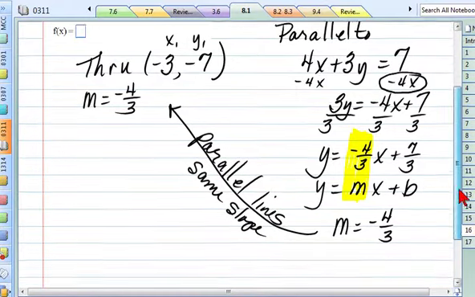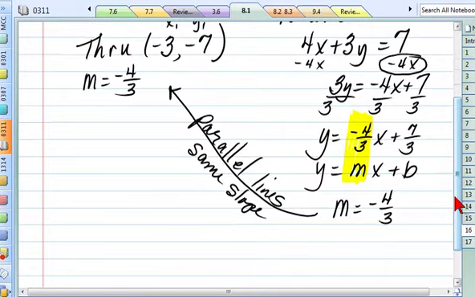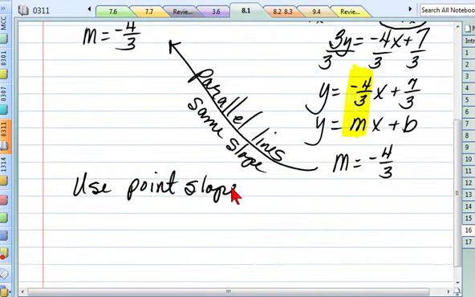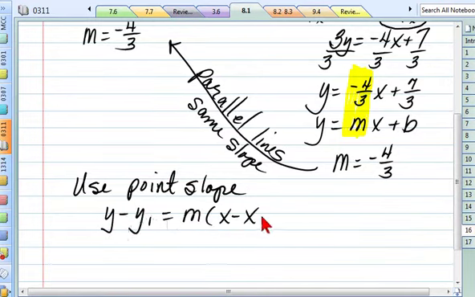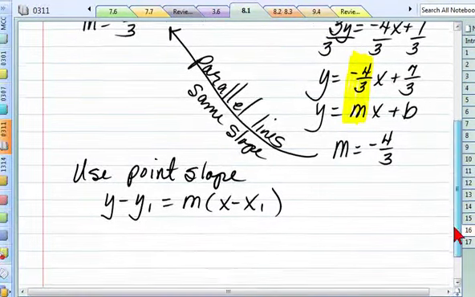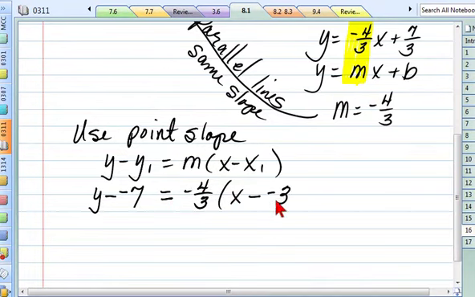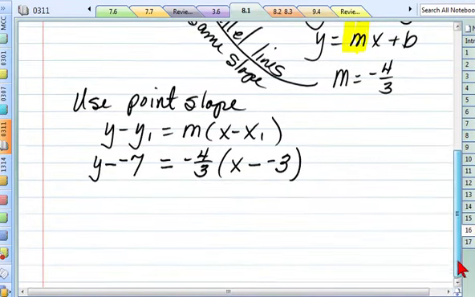Because now we've got the slope, we've got a point, so what am I about to use? Point slope. So I've got y minus y1 is equal to m times x minus x1. The y value is negative 7. So I have y minus negative 7 is equal to negative 4/3 is the slope times x minus a negative 3. Did I remember the x value correctly? Everything was negative in this one.